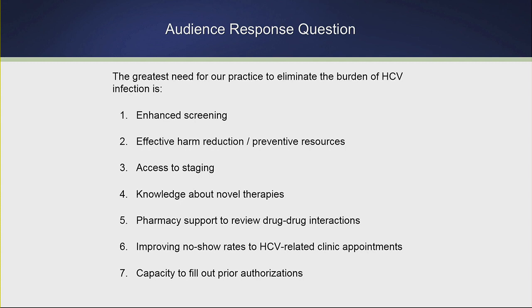So, thinking about that, what would you view as your greatest need? And I'm going to force you into one choice. Is it to identify everyone that you have because you're not sure what your burden is, enhanced screening? Is it for those who are at high risk to prevent, having effective harm reduction? Is it access to staging? You just can't get your patients staged for whatever reason, for their liver disease?